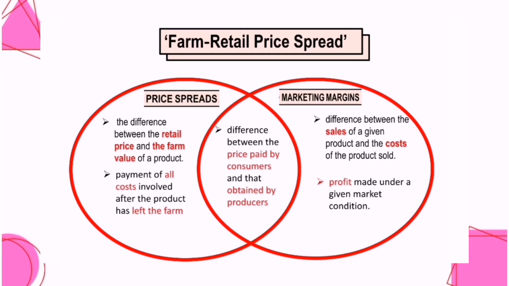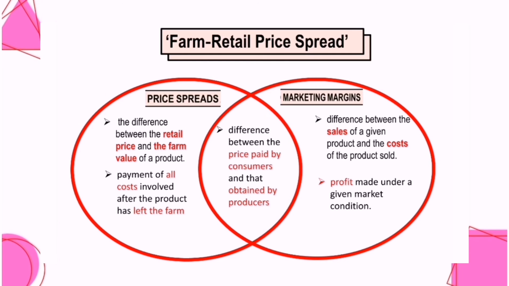Kasi dumaan na yan ng processing, so meron ng bayad dyan for the machinery and anything para mag-create na yung product na yon. While sa farm retail price spread naman, yung mga products or goods na involved dito is yung mga pangunahin talagang or yung mga raw materials ng mga processed products na makikita natin ngayon in the market.